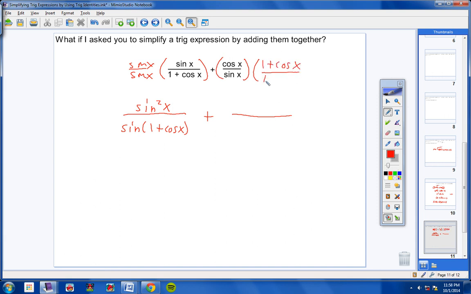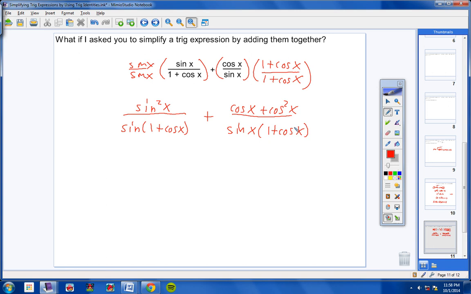Mr. Earhart, why are you doing that? Because look what my denominator will become. I'll have a common denominator, guys. Look, I took this denominator here and put it over itself and multiplied it by this fraction. Then I took this denominator here, put it over itself, and multiplied it by this fraction. Okay? So here we go. Now, cosine multiplied through, cosine times 1 would be cosine, and cosine times cosine would be cosine squared. And now leave your denominator, sine x times 1 plus cosine x.